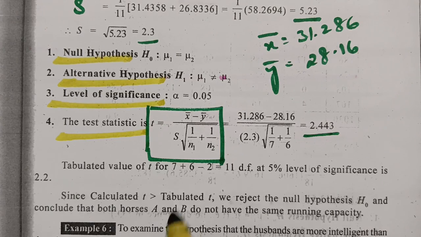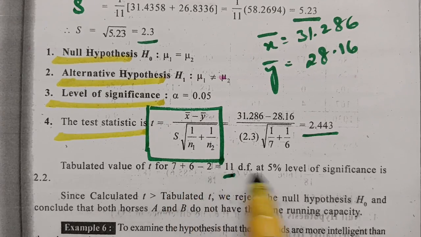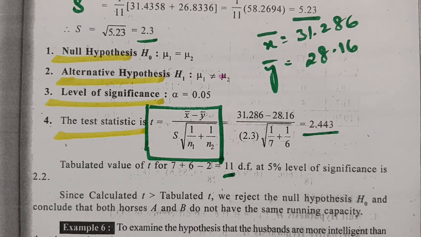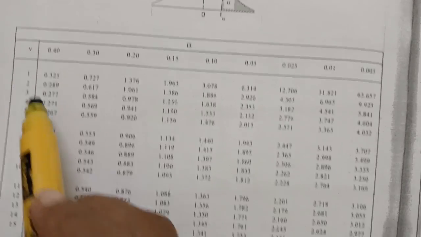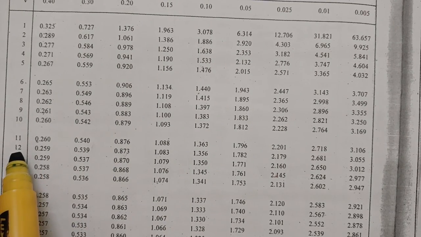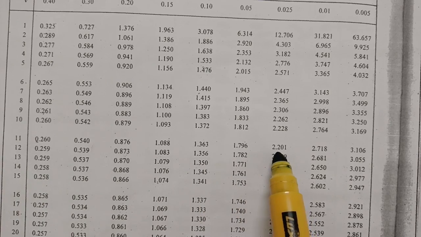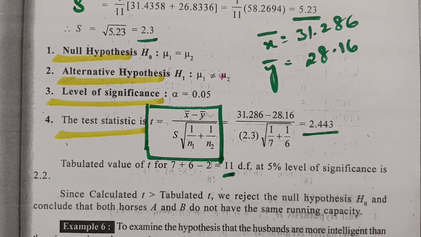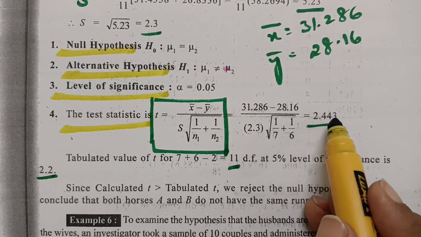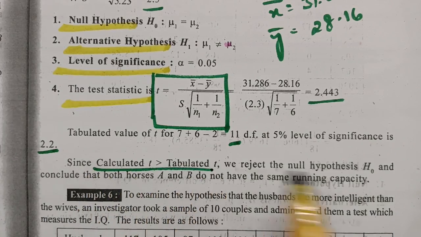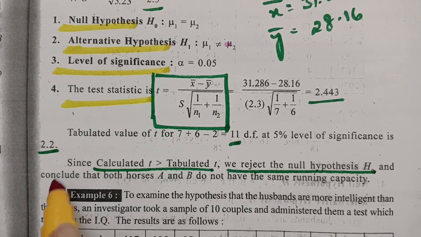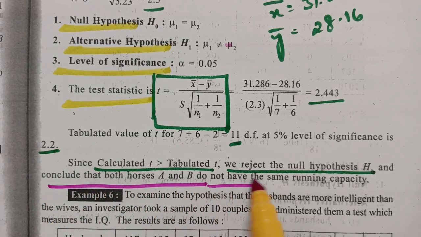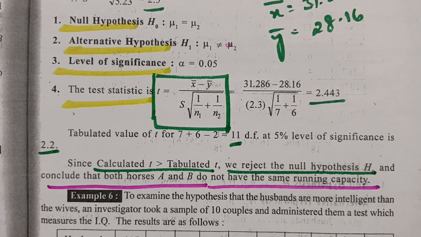And next one here is the tabular value, that is n1 plus n2 minus 2, 11 degrees of freedom at 5% level of significance. See here, for the student t distribution at 11 degrees of freedom at 5% level, this is 2.201. So here the tabular value is 2.2, calculated value is 2.4. Clearly the calculated value is greater than the tabular value, and therefore we reject the null hypothesis H naught. And therefore the conclusion here is, we conclude that both horses A and B do not have the same running capacity. And the next one is example 6.